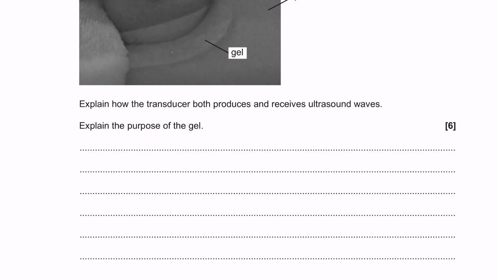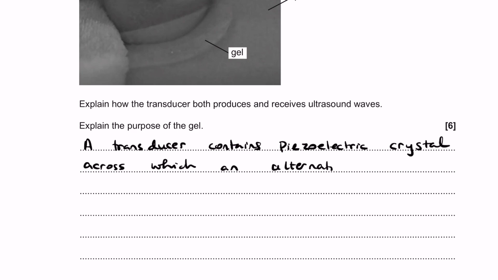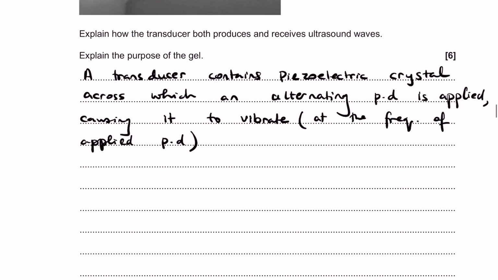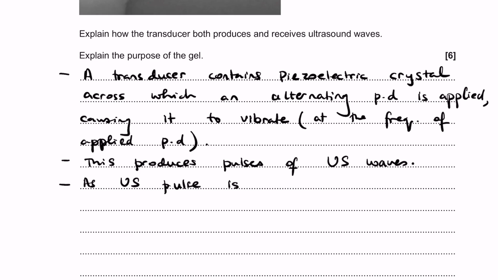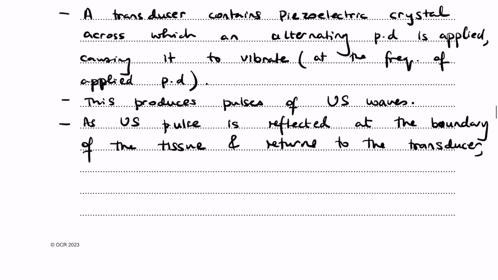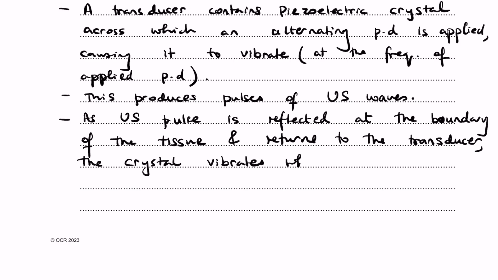So a transducer contains piezoelectric crystals across an alternating potential difference. So when potential difference is applied, it causes it to vibrate at the frequency of the applied potential difference, of course. And this produces pulses of ultrasound waves. And as the ultrasound pulse is reflected at the boundary of the tissue and returns to the transducer, the crystal will then vibrate, producing an alternating potential difference across the crystal.